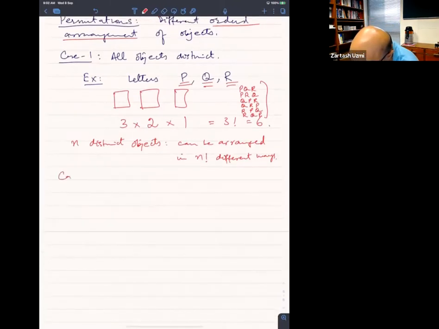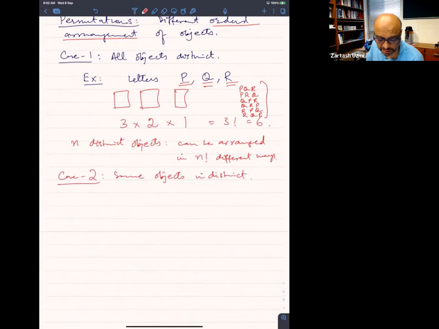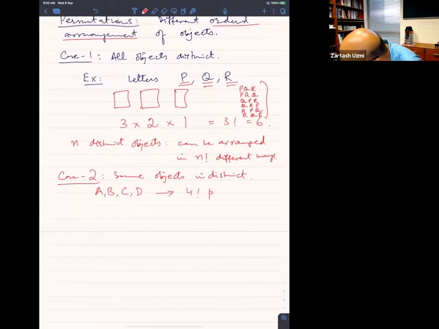Now, case 2 is some objects indistinct. Indistinct means that they are identical. For example, if you have letters A, B, C, D, how many different permutations? Answer in the chat window. How many permutations can these 4 have? 4 factorial. 4 factorial permutations.